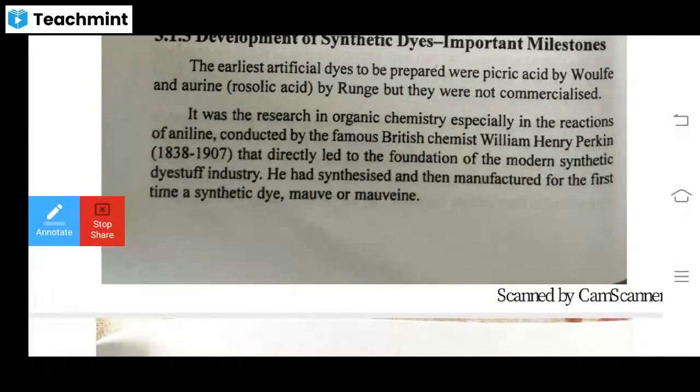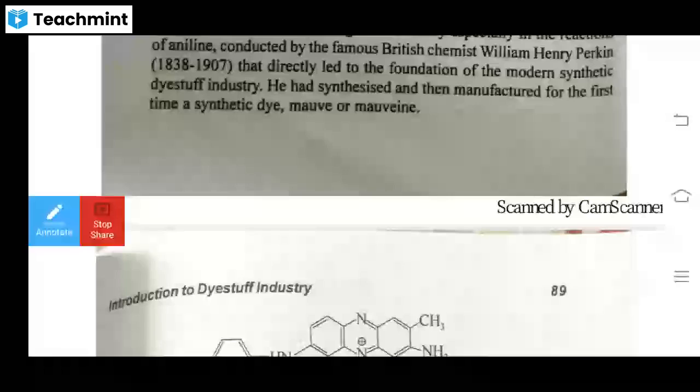Okay, William Henry Perkin, who lived from 1838 to 1907, developed the first dye. He laid the foundation stone of the modern synthetic dye industry and is considered its father. He first synthesized a molecule, mauve. This is the structure of it.